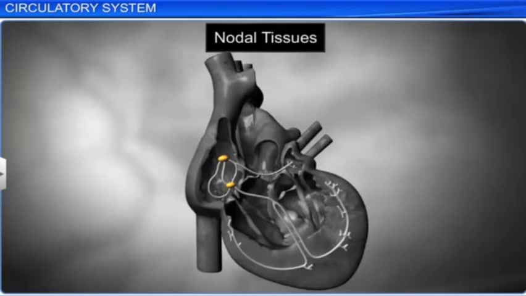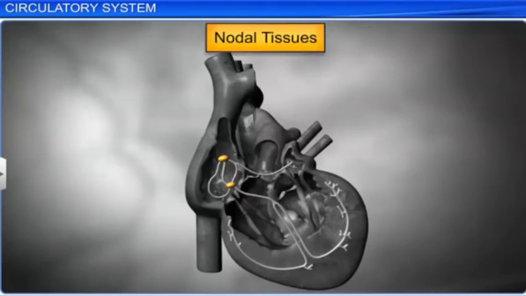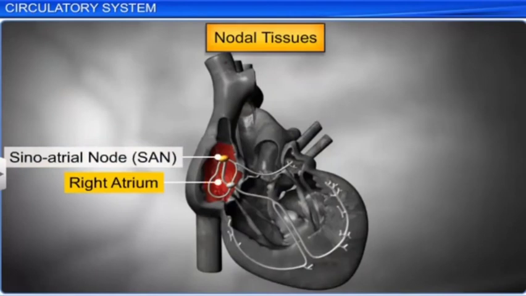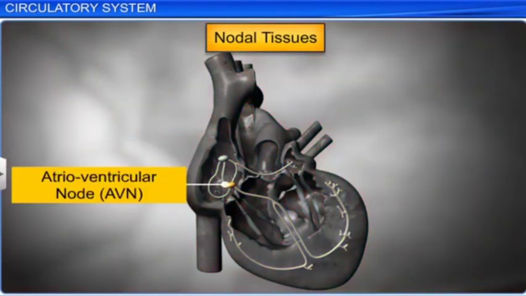Specific regions in the heart consist of specialized cardiac muscles called nodal tissues. The first nodal tissue, the sinoatrial node or SAN, is present in the top right corner of the right atrium. On the other hand, the second nodal tissue, the atrioventricular node or AV node, is present in the bottom left corner of the right atrium near the atrioventricular septum.